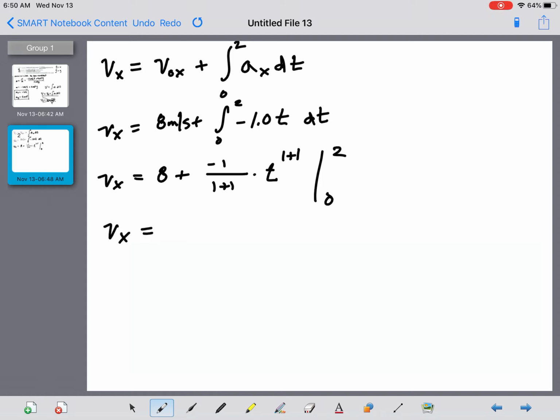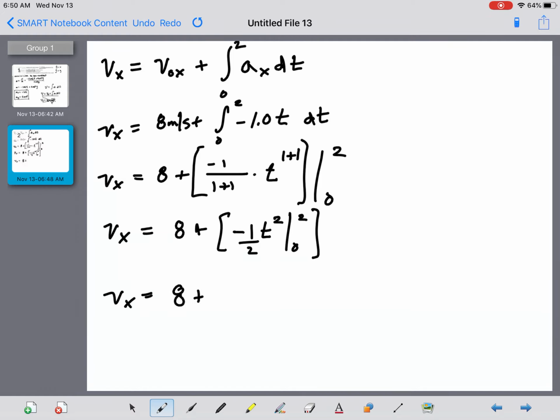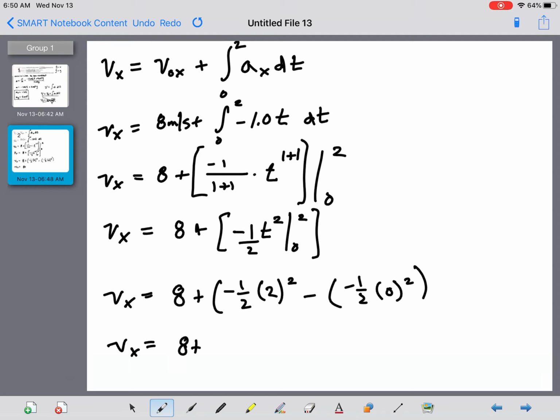So this becomes 8 plus negative 1/2 t squared, from 0 to 2. Then I need to evaluate that integral. So it becomes 8 plus negative 1/2 times 2 squared, minus negative 1/2 times 0 squared. So I end up getting velocity in the x is 8 plus negative 2 minus 0. So velocity in the x is going to be equal to 6 meters per second.